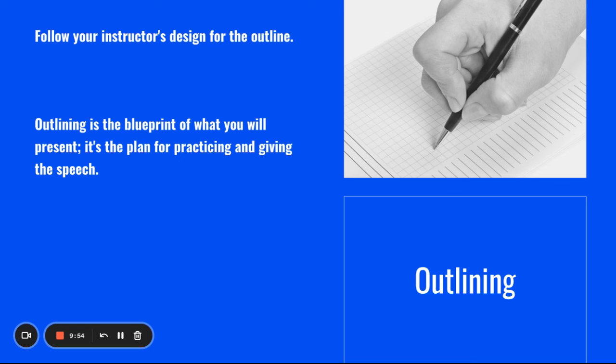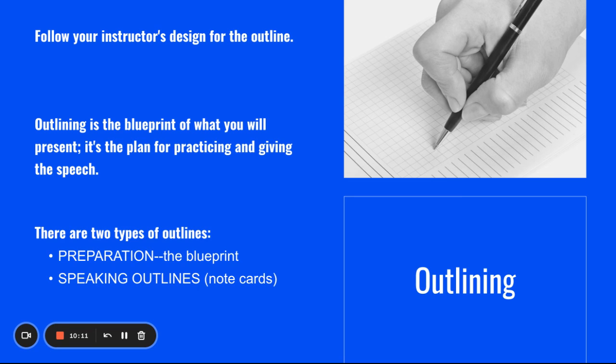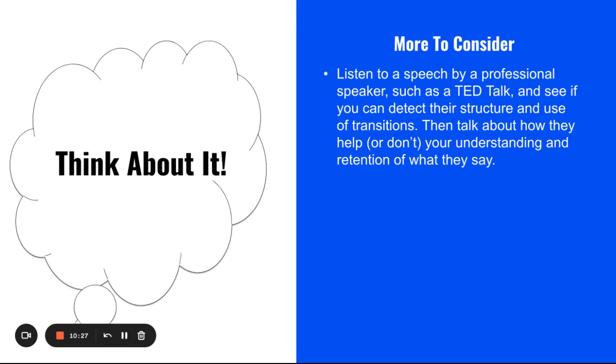Your outline should be detailed. It should have the majority of your information on there, and that's what you use to practice. But I don't want anything in paragraph form. I do not want an essay. I want a detailed outline, and there are samples in our course that detail what that expectation looks like. There are two types of outlines: preparation outlines and speaking outlines, or note cards. For this class, you're going to turn in the preparation, the blueprint outline, and how you approach the speaking outline on note cards, I'm going to leave that up to you.